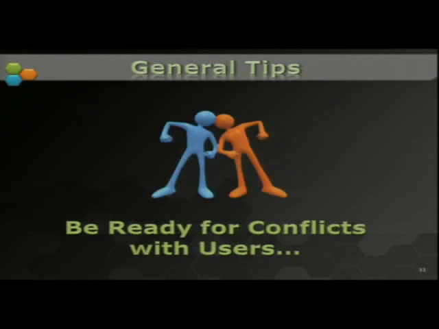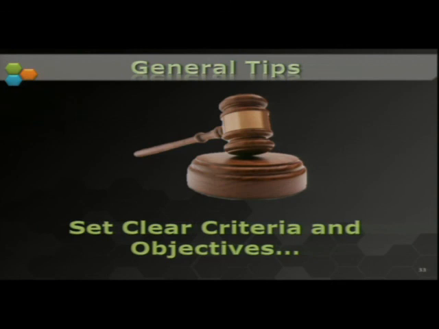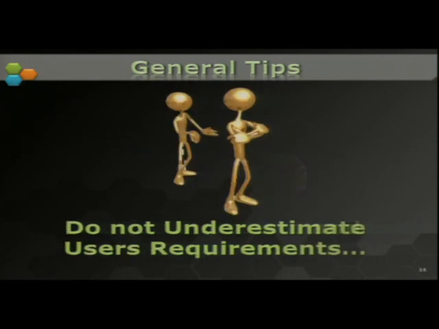After that, you have to be ready for conflict with the users. Users will not accept changes easily because you're taking an environment from them that is working fine, and you're giving them a new environment, which they didn't ask for. So you have to be ready for conflicts with them. And third, to avoid conflict with the users, you have to set clear objectives and criteria, and don't underestimate any user requirements. Anything the user tells you that he needs, either you convince him that he doesn't need it, or you provide it to him.